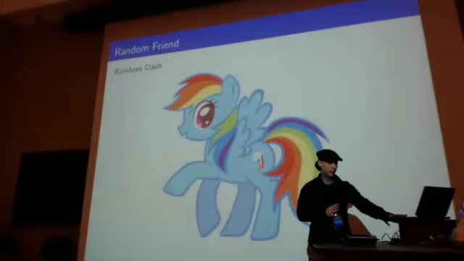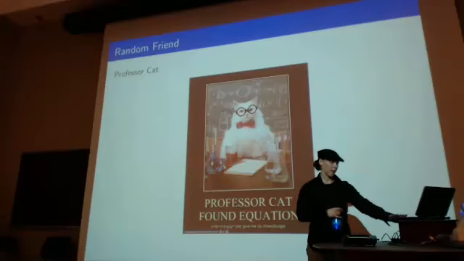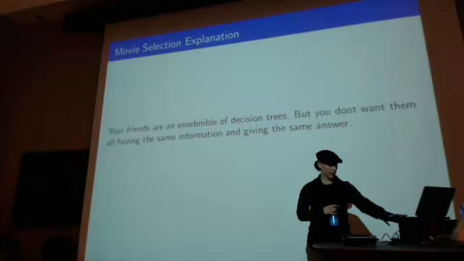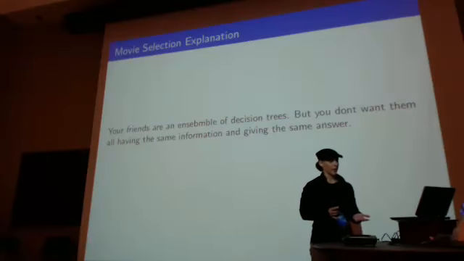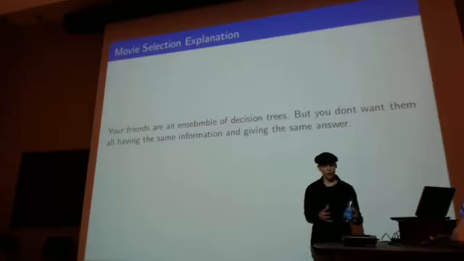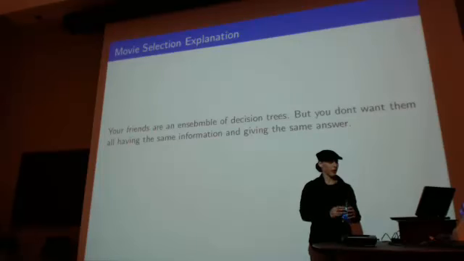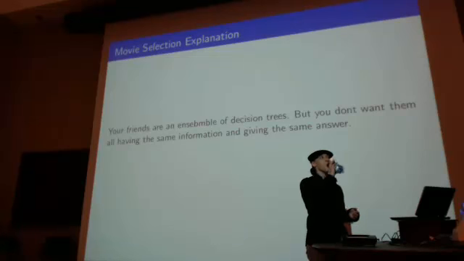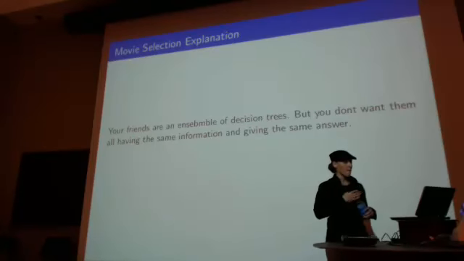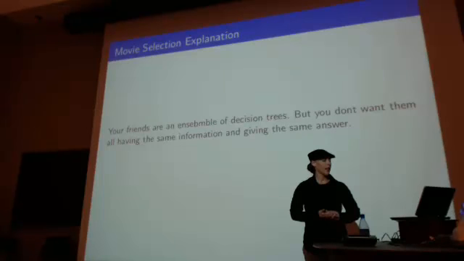So I'm going to ask some random friends. I'm going to ask Hartman and Professor Cat. And all together, they're going to be an ensemble of decision trees. And so I'm going to take what they say and put it all together and average out how they vote. They don't all have the same information because I've given them a subset of the data. And they're going to split on different variables.